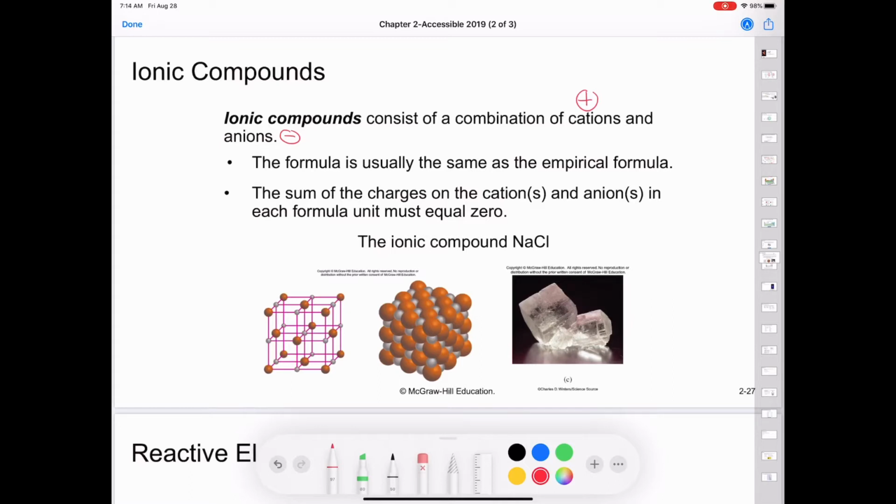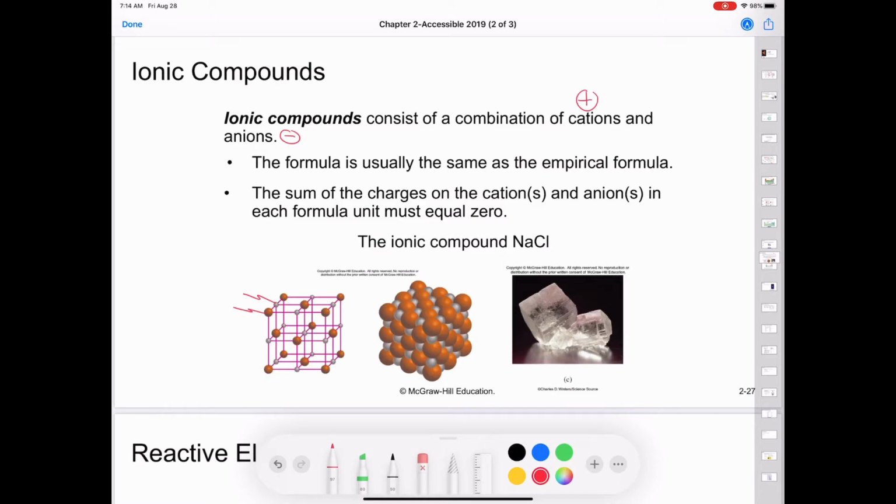And again, the sum of the charges of the cations and the anions in each formula unit must equal 0. So let's take, for example, the ionic compound sodium chloride. You can see that we have this crystalline structure here in A, and you can see the cations and the anions. An ionic compound does not exist as a molecule. So ionic compounds do not consist of discrete molecular units.